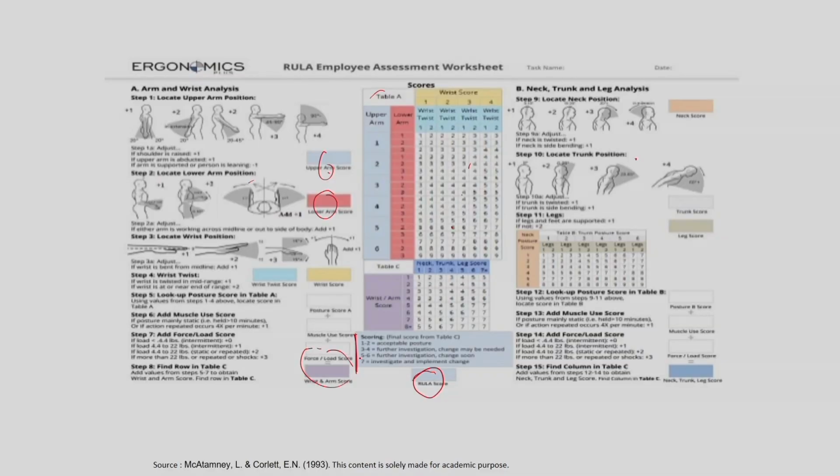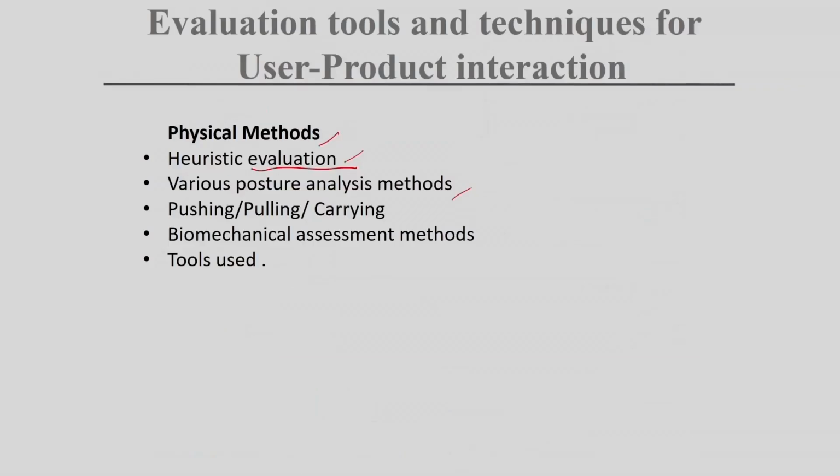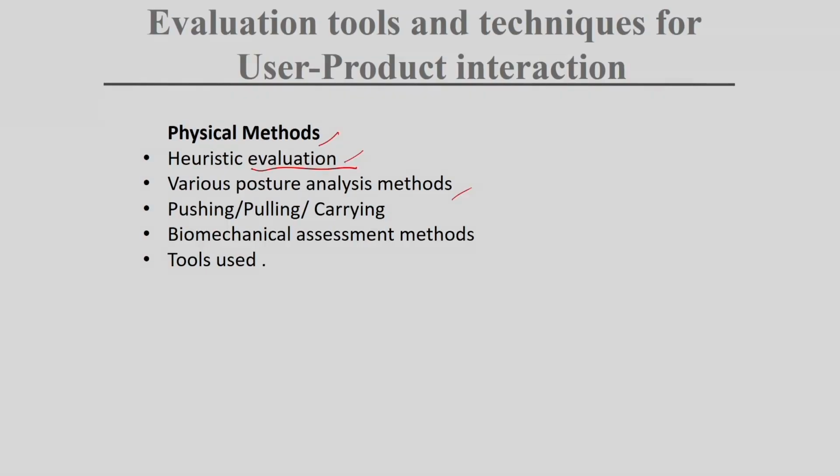After that you will have certain ranges: 1 to 2, 3 to 4, 5 to 6, 7. 7 is investigate, an emergency change is required. So these are two posture related tools that we can use when we are trying to evaluate the posture and understand whether you need changes right now or not. So that is the various posture analysis methods.